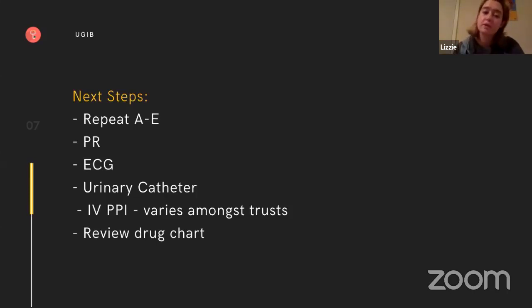You may want to give some drugs, so IV PPI, either as a bolus or an infusion, is recommended by some trusts.